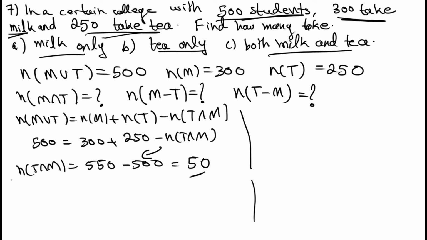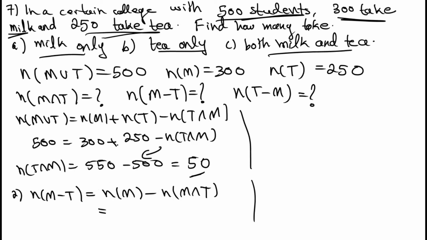Now move to the next question, that is n of M minus T. What's the formula? N of M minus n of M intersection T. It's equal to n of M. How many students taking milk? 300 minus n of M intersection T, 50. It's equal to 250. So 250 students are taking milk only.